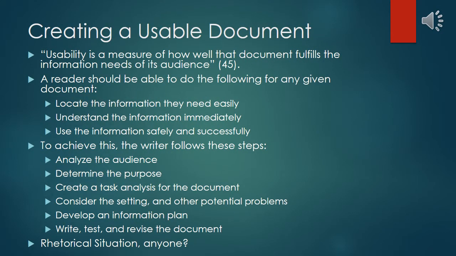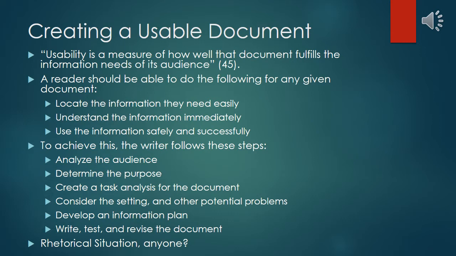The first step is to create a usable document. According to your textbook, usability is a measure of how well that document fulfills the information needs of its audience. In an effective document, a reader should be able to do the following with very little effort. They should be able to locate the information they need easily, understand the information immediately, and use the information safely and successfully. To accomplish this, the writer must follow these steps.